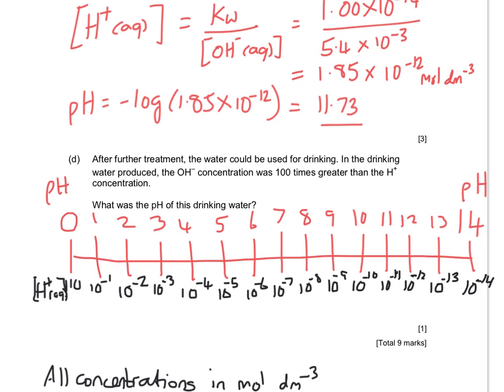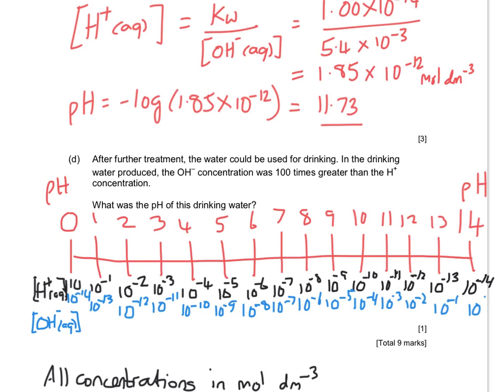So if we look at the H plus aqueous concentration in moles per decimeter cubed, we get these values, and you can see that they decrease by a factor of 10 each time. So doing the equivalent for OH minus, you can see that as you go from pH 0 to pH 14, the H plus concentrations decrease by a factor of 10 each time, and going back the other way, from pH 14 to pH 0, the OH minus concentration decreases by a factor of 10 each time.